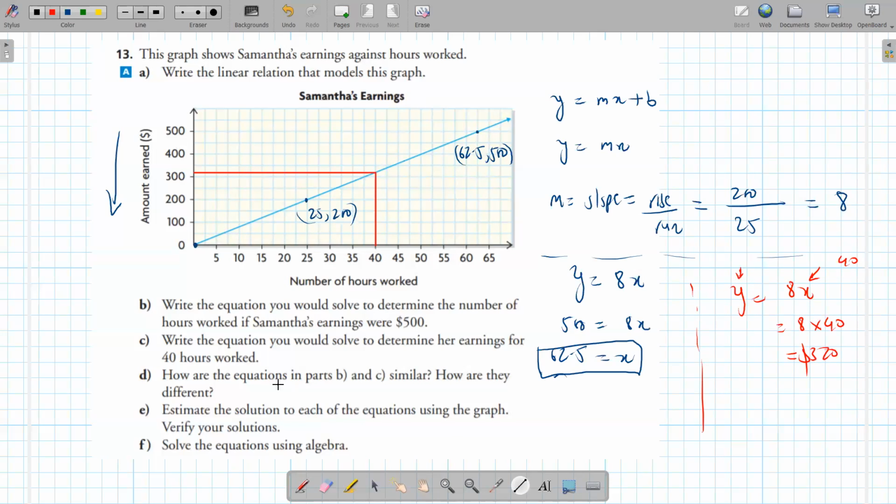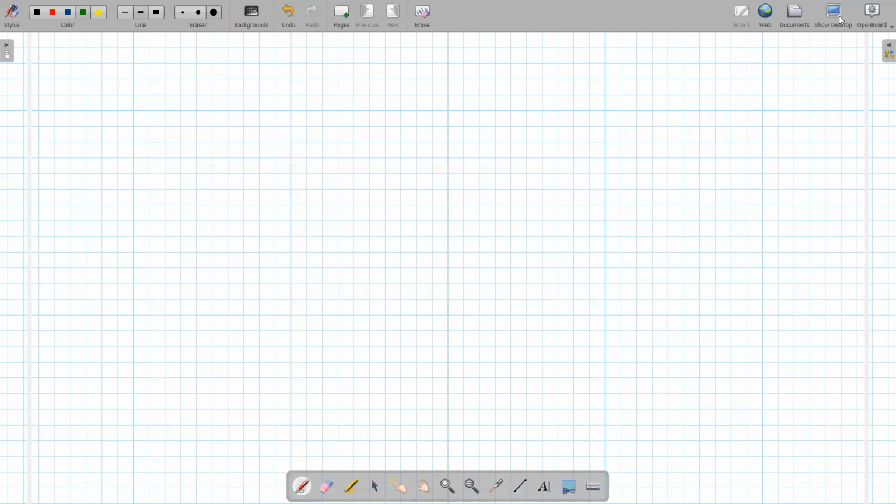How are the equations in part B and C similar? How are they different? Well, they're different because in one, in order to solve, you need to multiply, and in the other you need to divide. And they're similar in the way that you're plugging in numbers to the variable. Estimate the solution. Well, we already did that. This one's precise, but the other one is not very precise. Part F, solve the equations. We already solved them, so we just needed to write the equations for B and C. Very simple, not a whole lot going on.